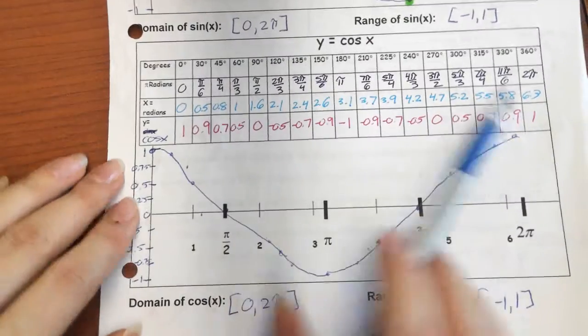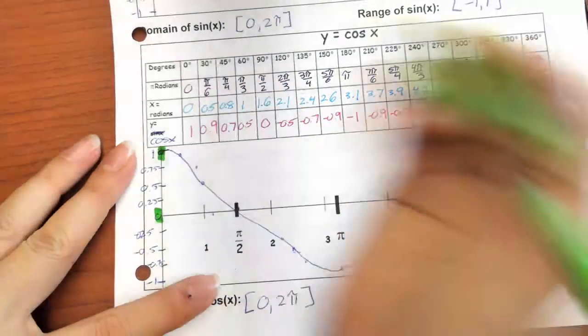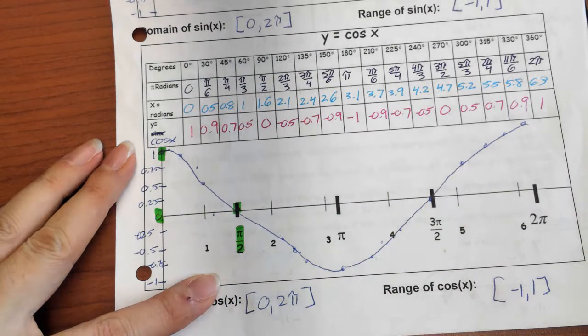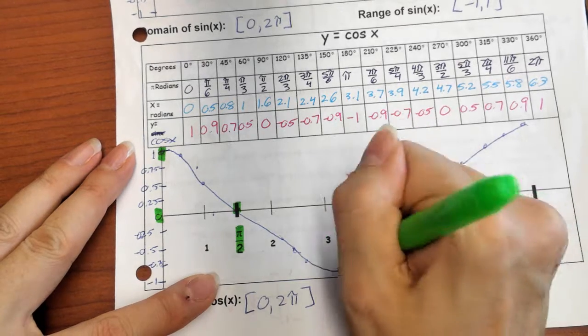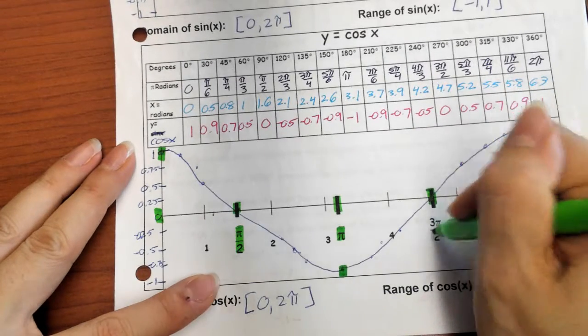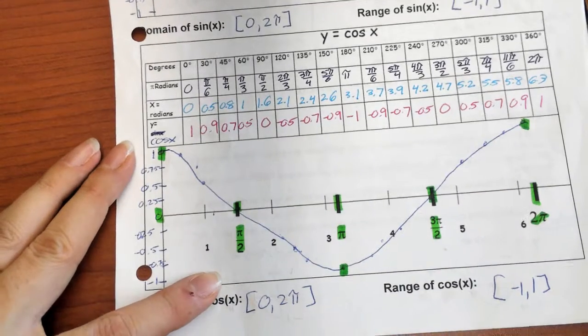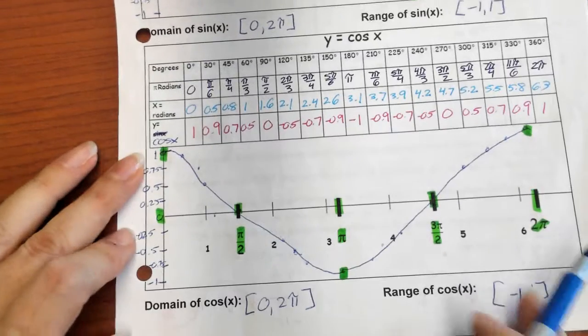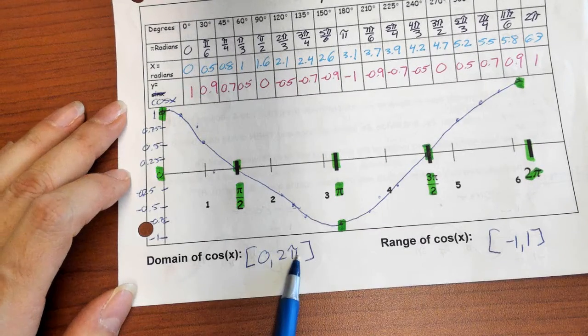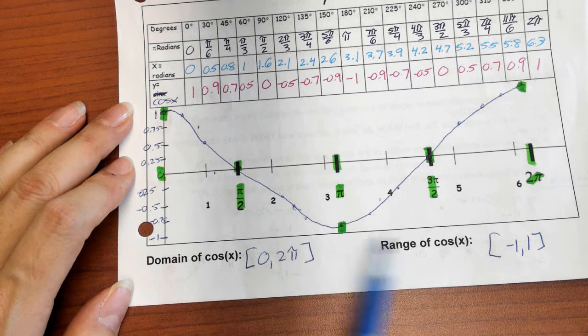So you can see that this one, I have those same super important points, right? So 0 is my important point, that's my max. Pi over 2 crosses the x-axis. Pi is my min. 3 pi over 2 crosses, and then 2 pi, again, is my max. So those are my really important points. We're not going to normally have all the ones in between. And I have the same domain as sine, 0 to 2 pi. I have the same range, -1 to 1.